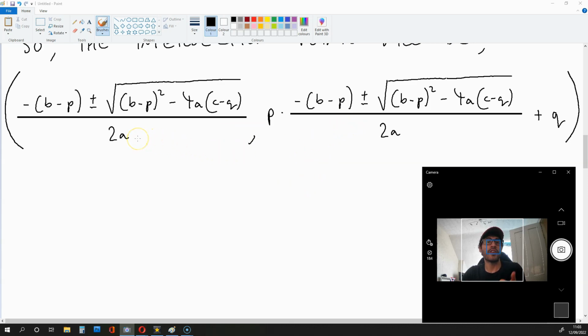Obviously a cannot be equal to 0, otherwise we do not get parabolas. And also whatever is underneath these square root symbols cannot be negative because we're only dealing with real numbers.